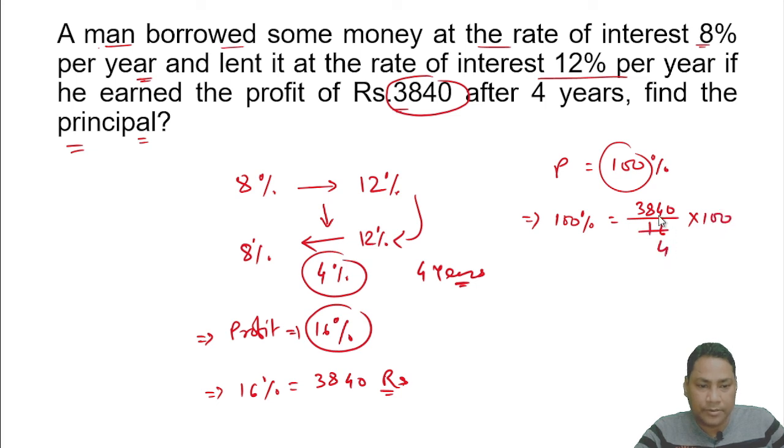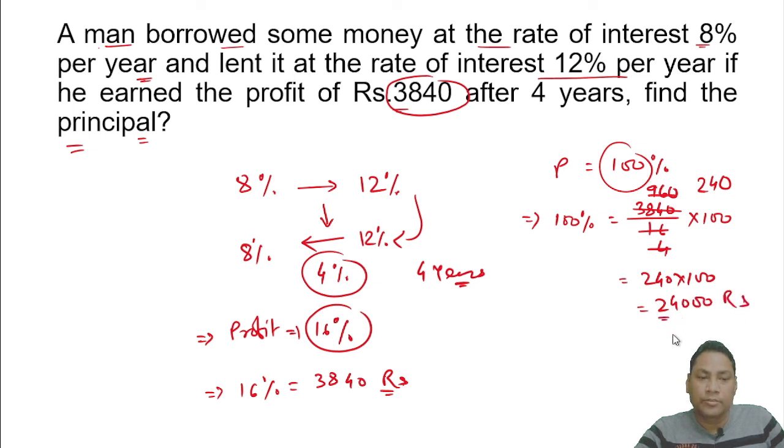We will divide it by 4. 9 4s are 36, 2 4s are 24, 6 and 0. Now we will divide again by 4. This will become 240. So 240 multiplied by 100. This will become 24,000 rupees. So the principal amount is 24,000 rupees.